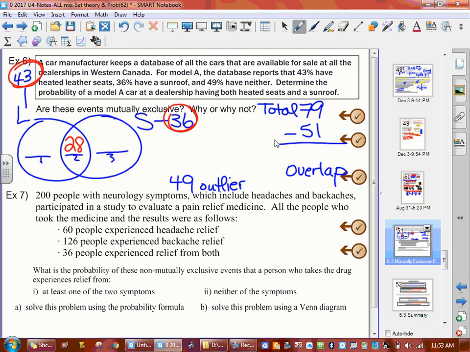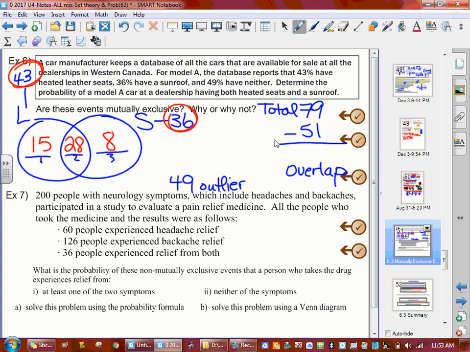Now we can subtract from 43 to find region 1, and that's going to give us 15. And then we can subtract from 36 to find region 2, which is 8. So the question's asking, are these events mutually exclusive? Why or why not?